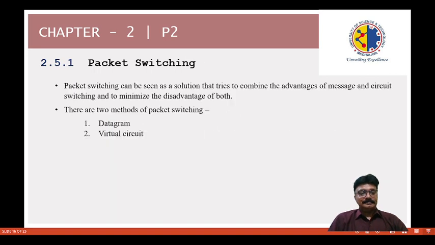Packet switching, that is the second one. Packet switching can be seen as a solution that tries to combine the advantages of message and circuit switching and to minimize the disadvantages of both. So two methods are there in packet switching. Number one is datagram. Number two is virtual circuit. Let us see one by one.